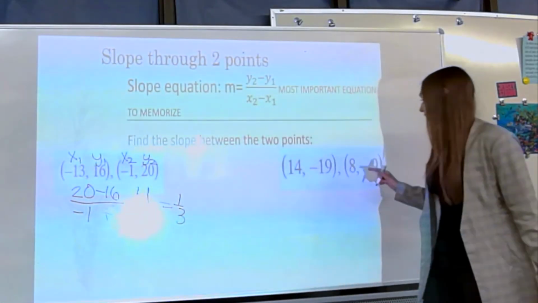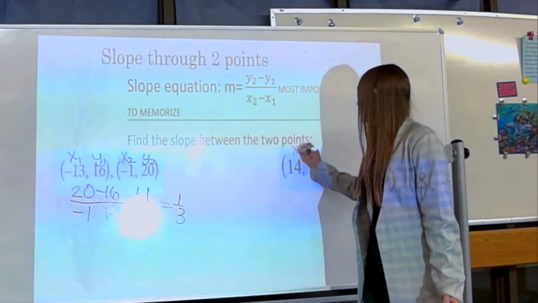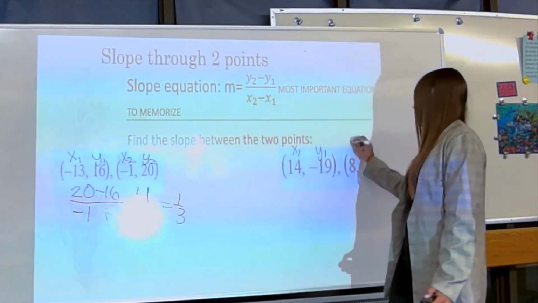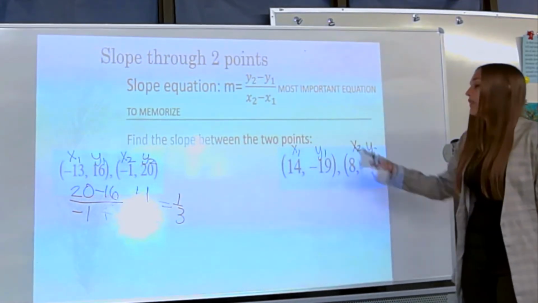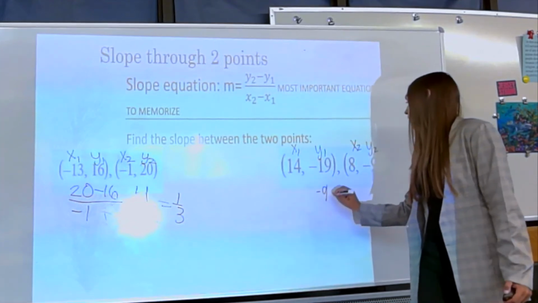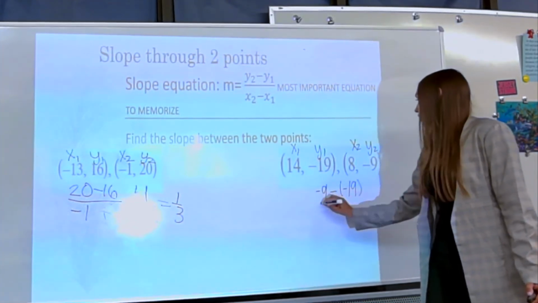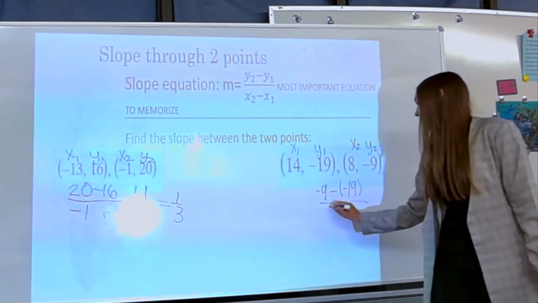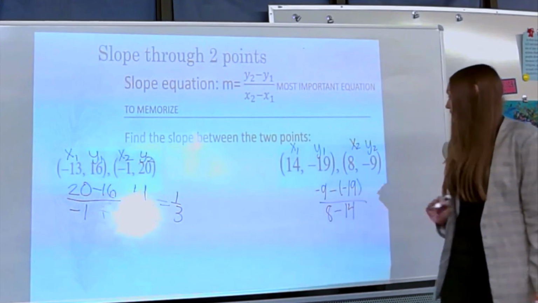So we have these 2 points. Our first step, as always, is to label. So we have x1, y1, x2, y2. So we have our formula. Our second y is negative 9, minus our first y, negative 19, over our second x, which is 8, minus our first x, which is 14.